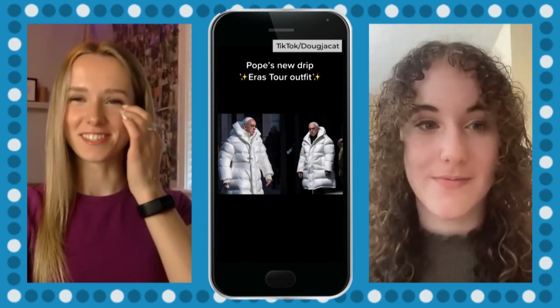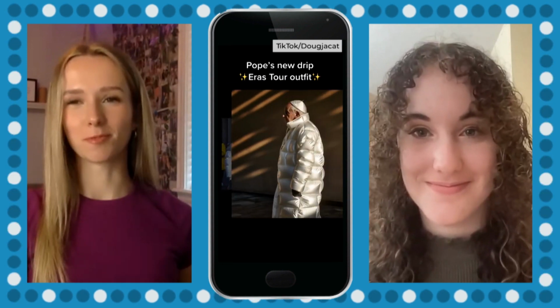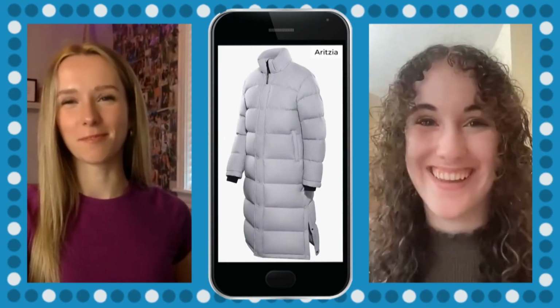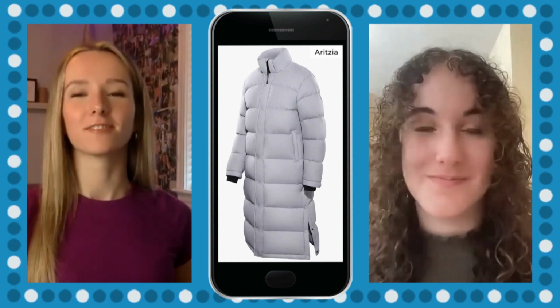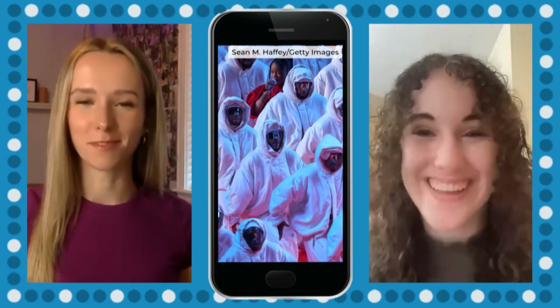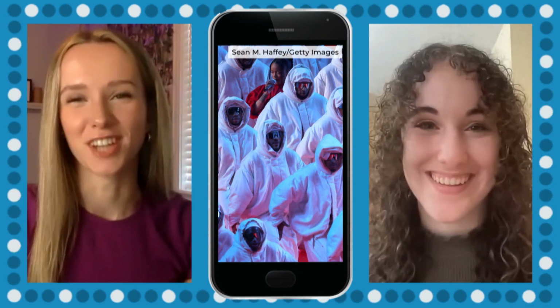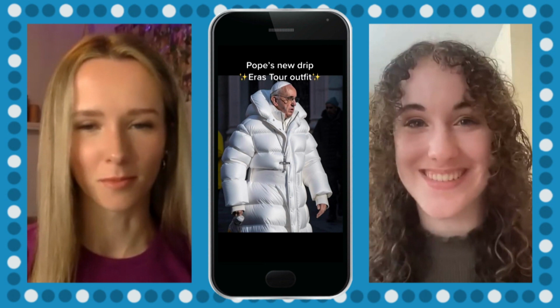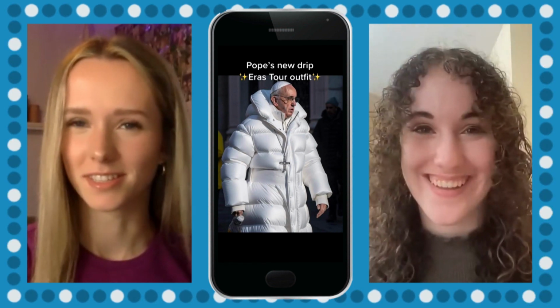Okay, when I first saw this, it looked like the Pope was wearing those Aritzia Super Puffs. That's all I could imagine. Or the halftime show concert where Rihanna's backup dancers were all wearing those big puffy jackets. He definitely does remind me of one of those backup dancers. What's the deal here? Are you telling me the Pope doesn't actually dress like this?